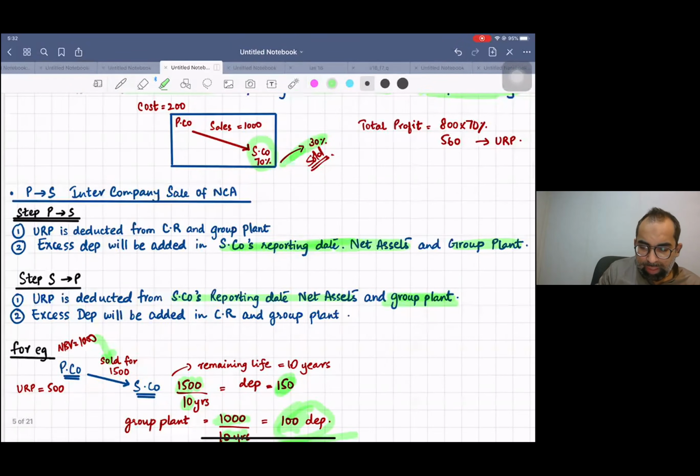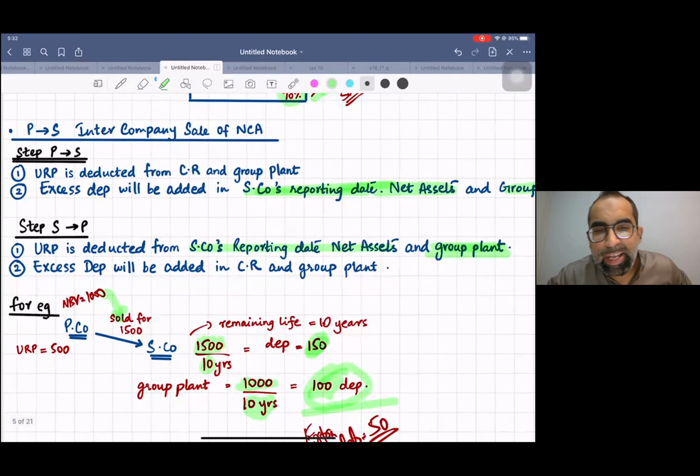And now, when this is an S to P sale, think over it. Extra depreciation is booked by the parent company this time. So definitely we need to add to CR and group plant the excess depreciation. Look here.